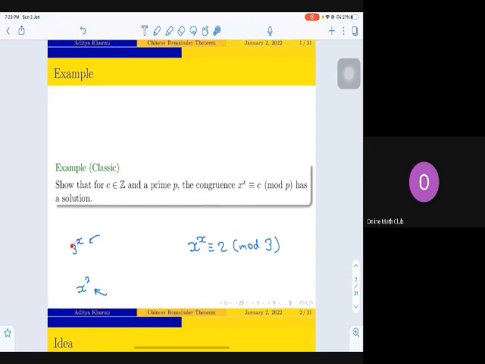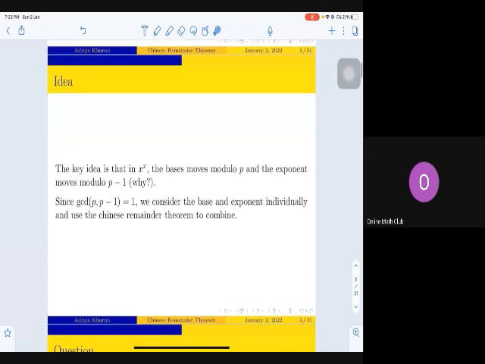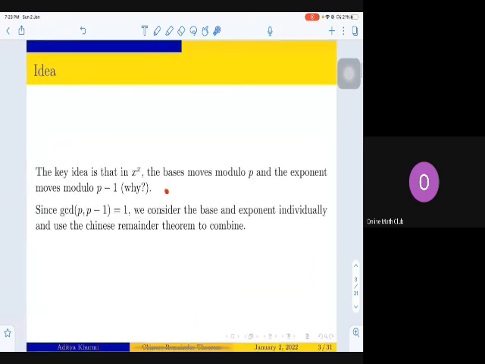So we want to combine these two problems over here. The key idea is that in x raised to x, the base moves modulo p and the exponent moves modulo p minus 1, because after every p minus 1, it would start over because of Fermat's little theorem. Since GCD of p and p minus 1 is 1, we consider the base and exponent individually and use the Chinese remainder theorem to combine. So this is the idea.